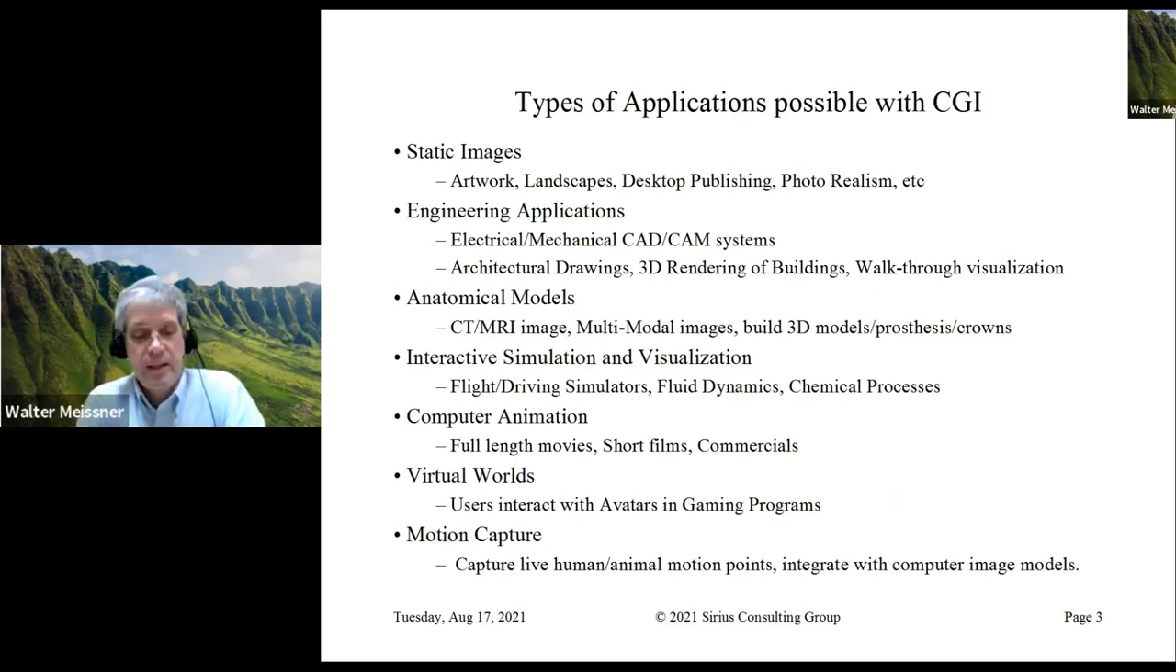Just to give you an idea of the wide variety of applications possible with computer image generation. You can have static images, which includes artwork, landscapes, desktop publishing, photorealism. One of the first things that were done really was with fonts, to have scalable fonts, where a line drawing is generated and then it's filled in within the lines to paint all the fonts. So this really was the first application.